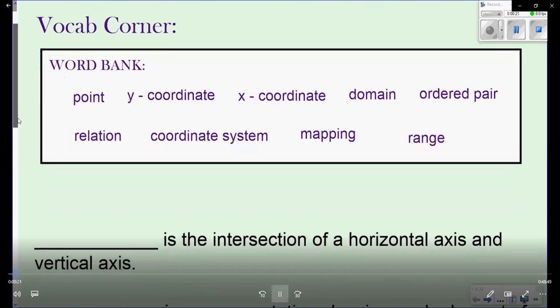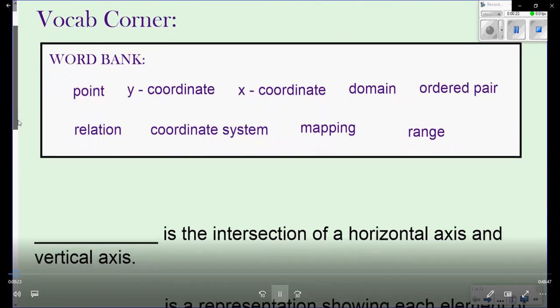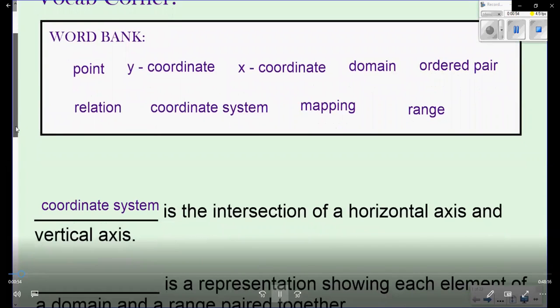So for the first one, it says blank is the intersection of a horizontal axis and vertical axis. So think of the intersection of those two axes. You might think, okay, the intersection of these two axes, which are those two lines, will give you a point. But where would you see the intersection of the horizontal axis and vertical axis? That would be the coordinate system. So the coordinate system is the intersection of the horizontal axis and vertical axis.